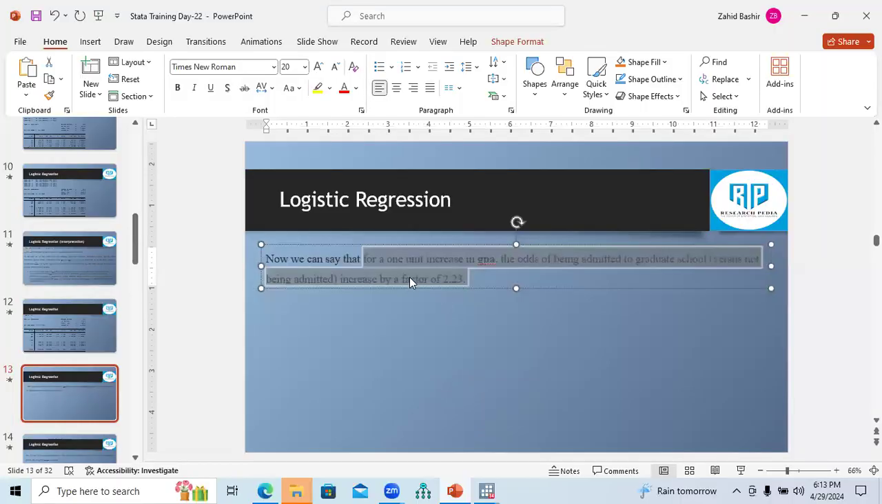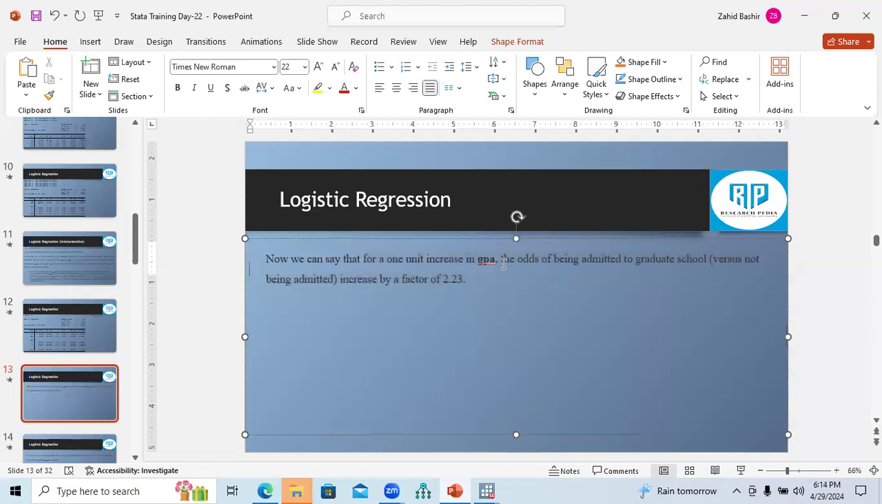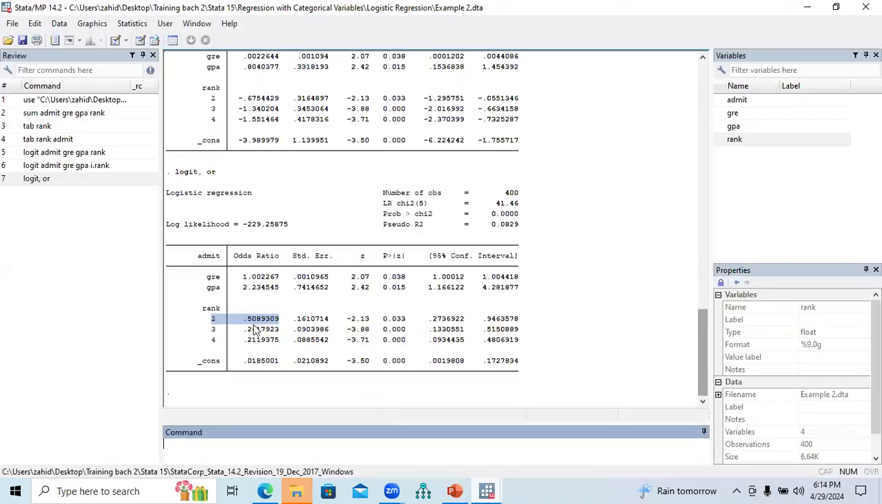What we will say is, for the undergraduate institution with second ranking as compared to the first ranking institute, the odds ratio of being admitted to graduate school versus not being admitted increases by a factor of 0.5089. And in the same way, you can interpret the other parts of this table.